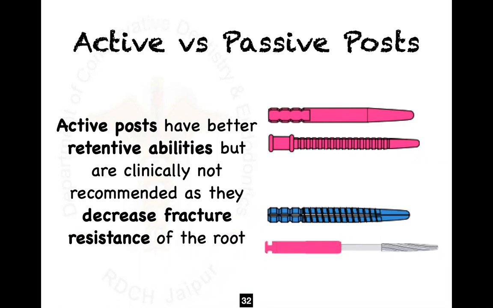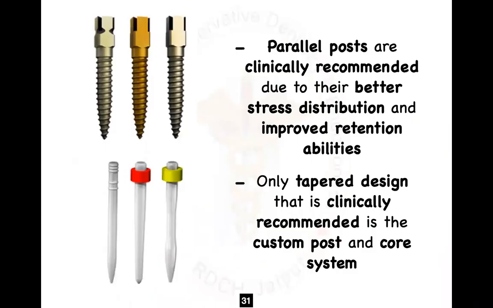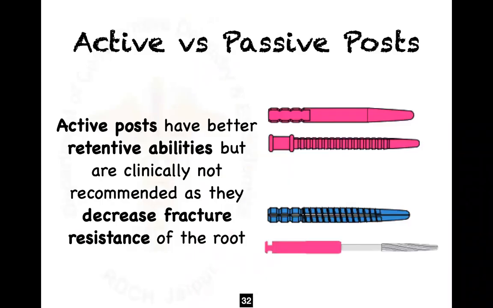With threading, this post on top, as you can see, has serrations on the side, right? It has flutes on it. So it only means if I place it inside the canal, it will definitely engage with the dentine, right? So active posts have better retentive abilities but are clinically not recommended as they will decrease the fracture resistance.